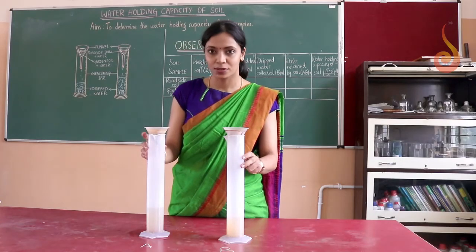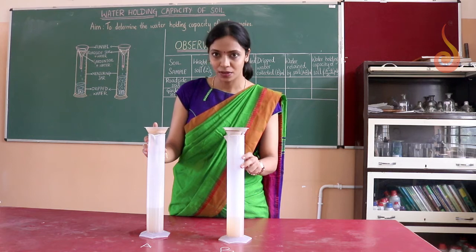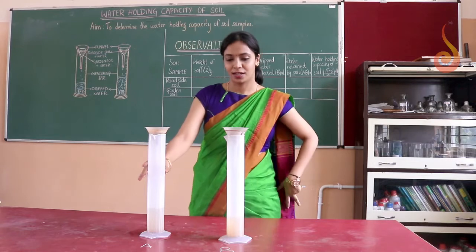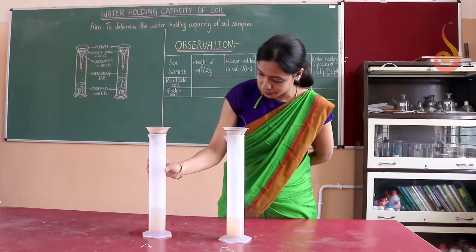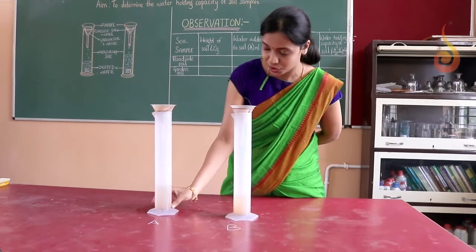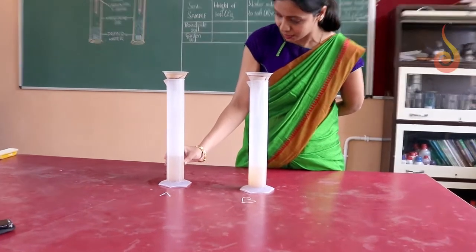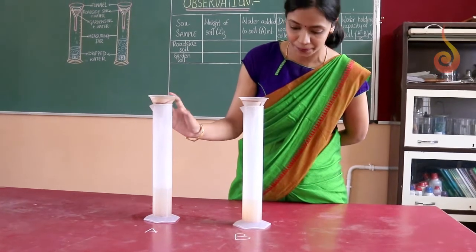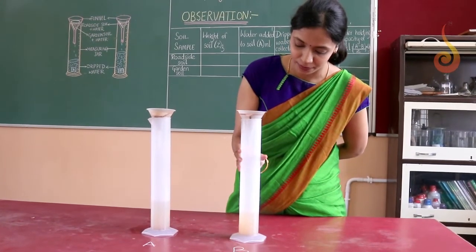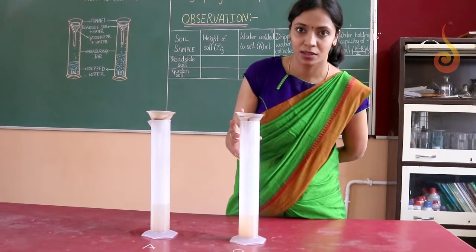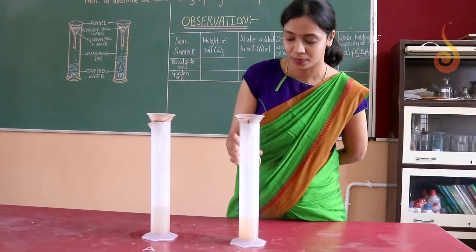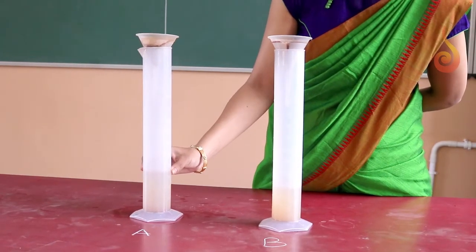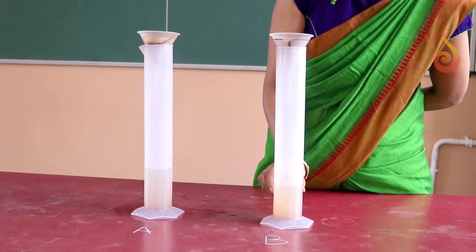I had allowed the water from the soil sample to drip into the measuring jars for the last couple of minutes. As you can see now, there's more water found in jar A, which had the sample from the roadside soil, and here we have sample B, which has the garden soil. It's very obvious that the volume of water in sample A is greater than the volume in sample B.